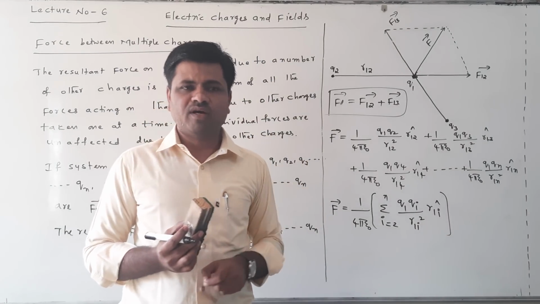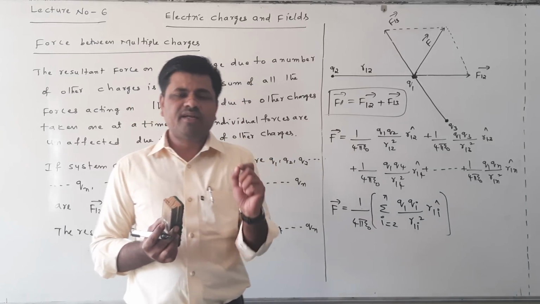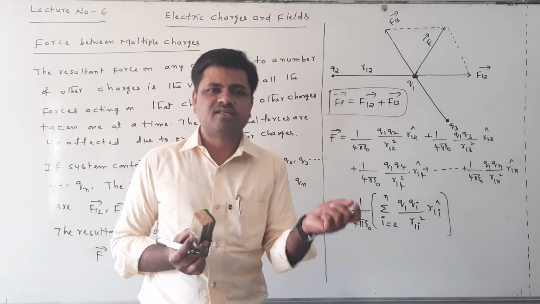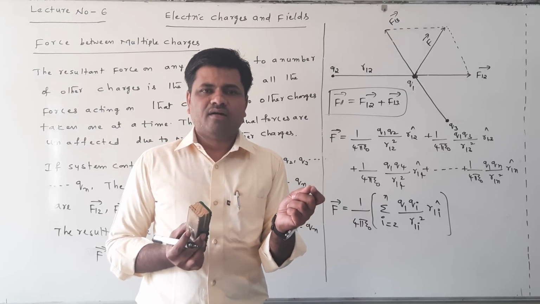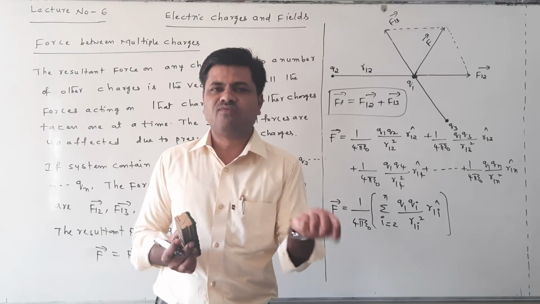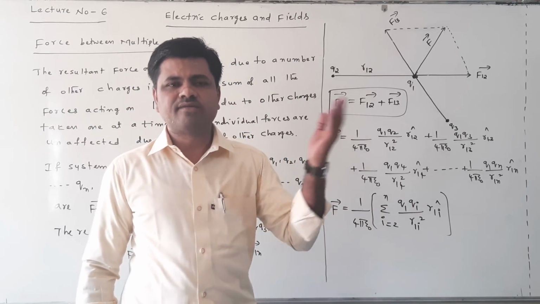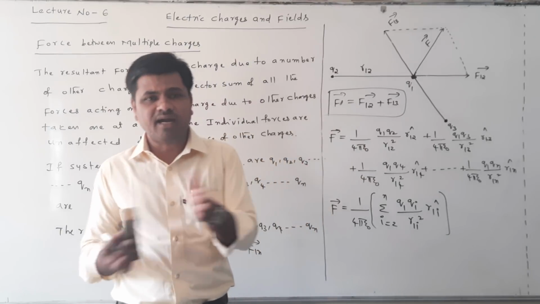The force acting on the Q1 charge we have to find here. The force acting on the Q1 charge means we can add the force acting on Q1 due to the Q2 charge, the force on Q1 due to the Q3 charge, the force on Q1 due to the Q4 charge, and the force on Q1 due to the Qn charge. We can add all the forces.